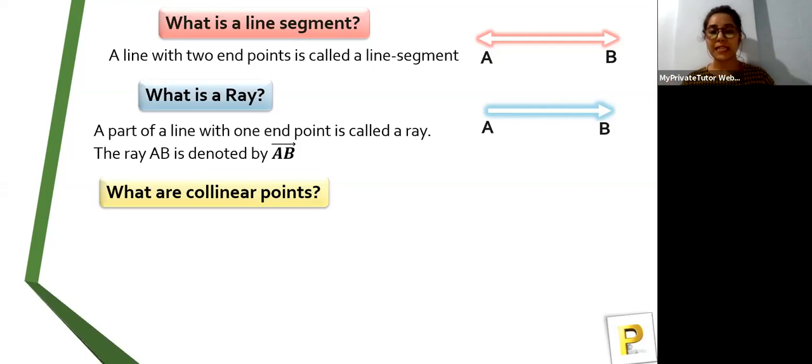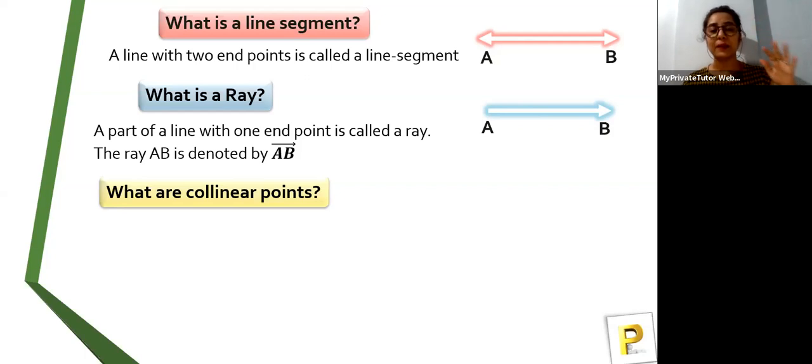So let's understand what the next thing is. What are collinear points? You have studied all of this stuff in your previous standard, but still there is something that you are not able to remember easily. So, what are collinear points?